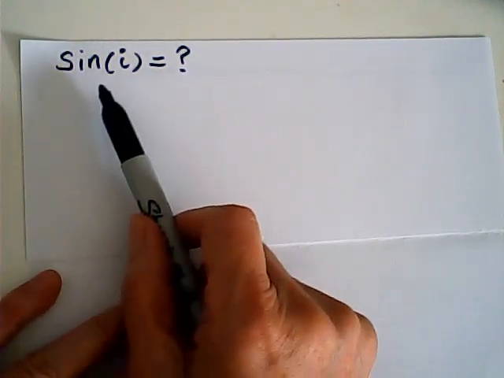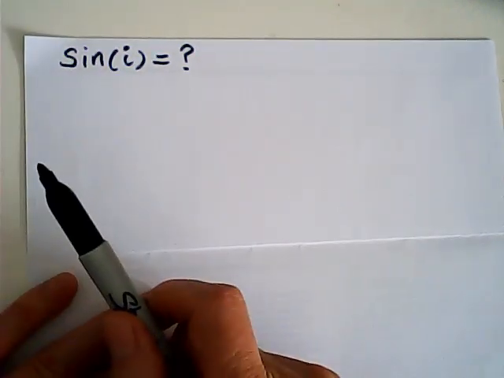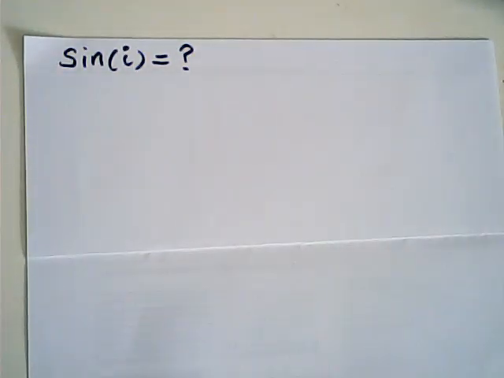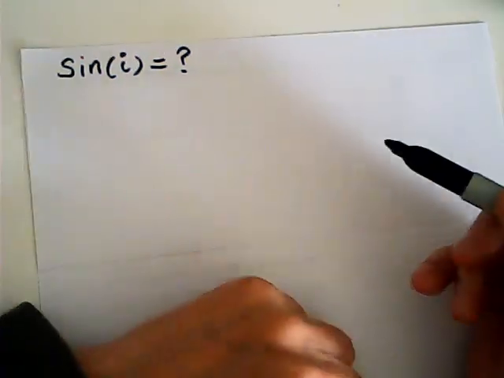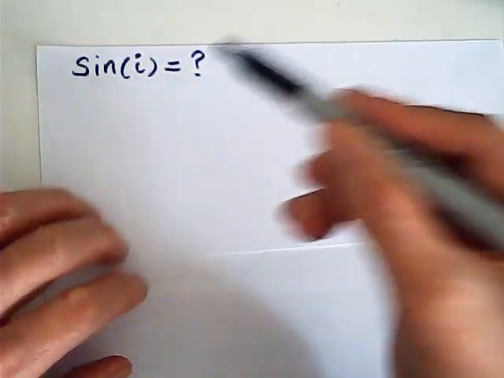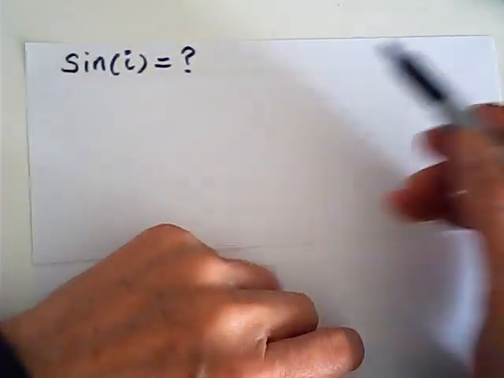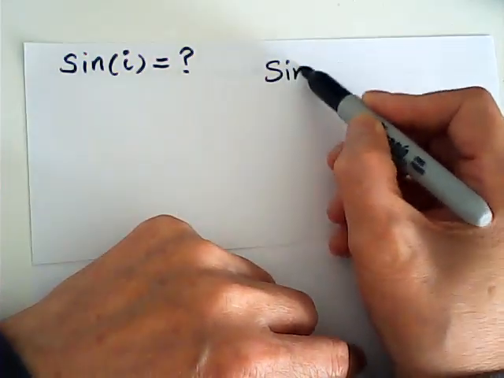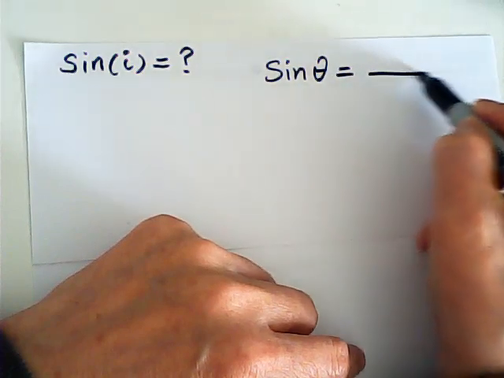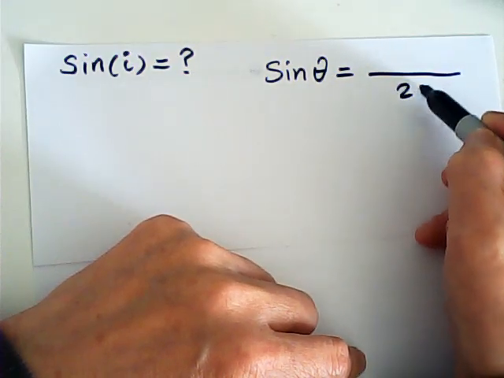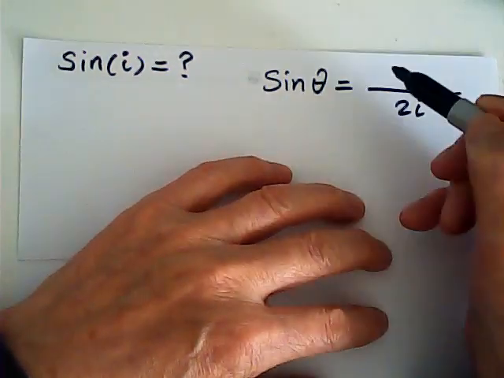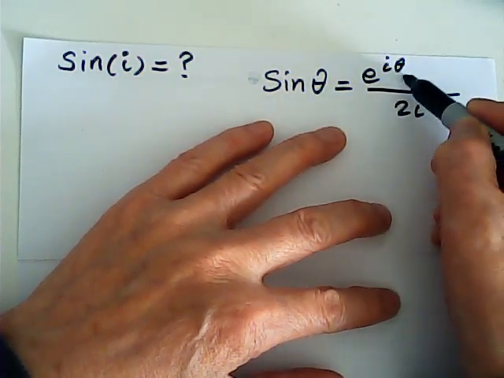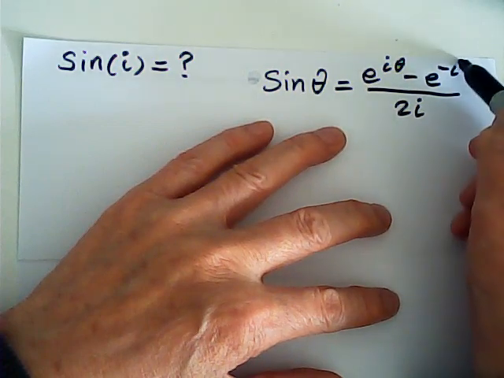We try to find the sine of i. Well, here I'm using two methods. Method one is the straightforward one, using a formula. This formula, right? Sine theta is equal to (e to the i theta minus e to the negative i theta) over 2i.